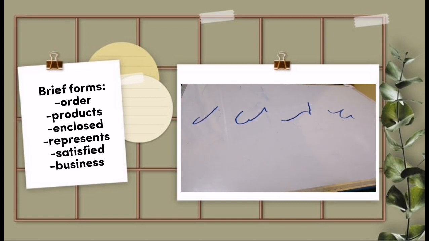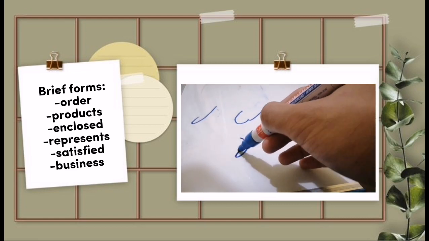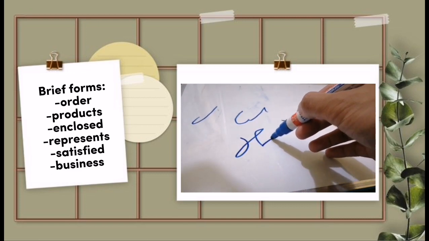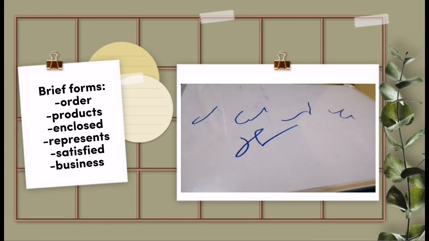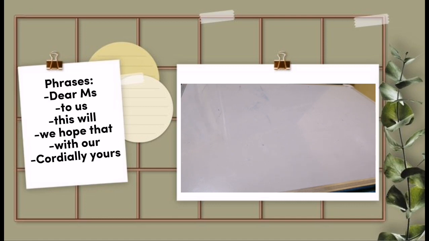Next word, we have the word satisfied. That's how you write the word satisfied. For our last brief form, we have the word business. And that's how we write the word business. Also, we have the phrases for our lesson 42. So, the first phrase we have is the phrase, dear miss.